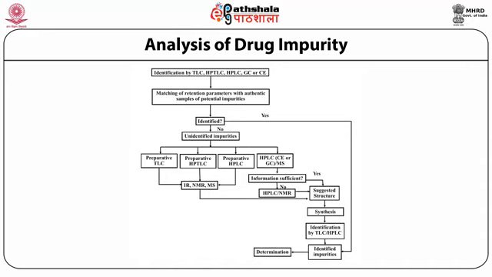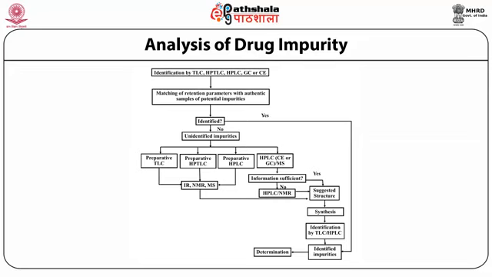Analysis of drug impurity. Analysis of drug impurity is generally determined by the following steps. First, it is the identification by the TLC or HPTLC, or by the HPLC or GC method. Then matching of the retention parameters with the authentic samples of the potential impurity. Then if it is identified, we determine the structure of that impurity, and then we go for the literature, and we can find out the limit of that particular impurity.